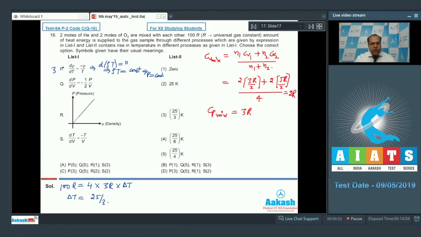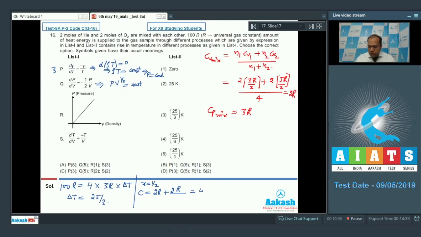If I check the entry Q, then this can be written as PV raised to the power half is equal to constant, after solving the differential equations. If I compare with the polytropic process, PV raised to the power x is equal to constant, then the value of x comes out to be half. If I find the molar heat capacity in this process, that is CV mixture, it is 2R plus R divided by 1 minus half, so it comes out to be 2R.